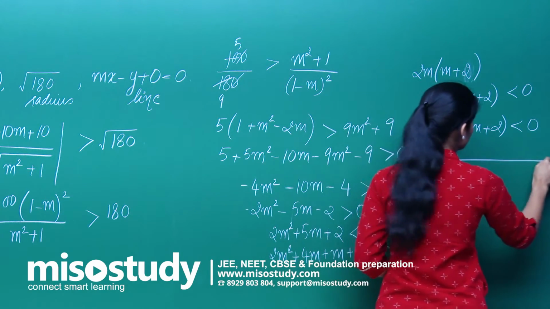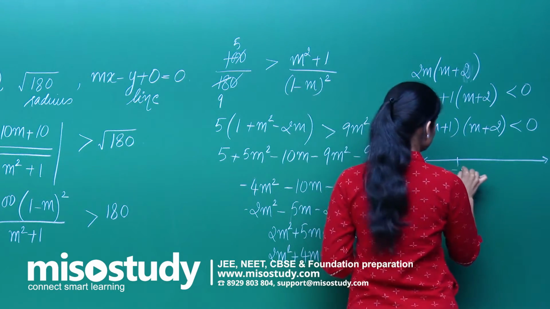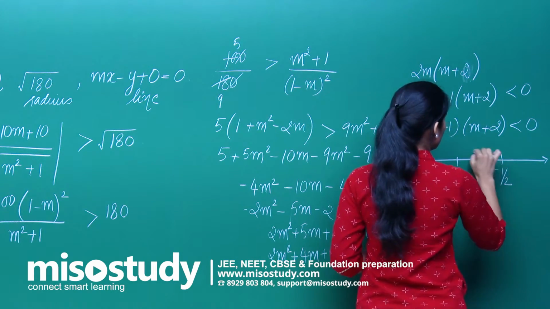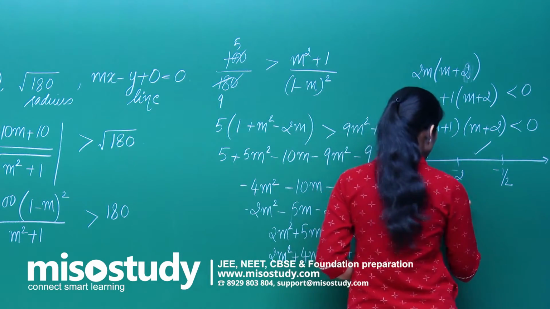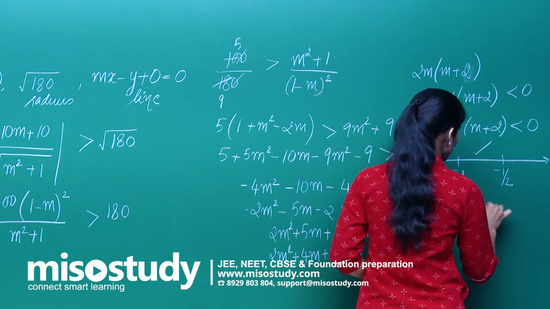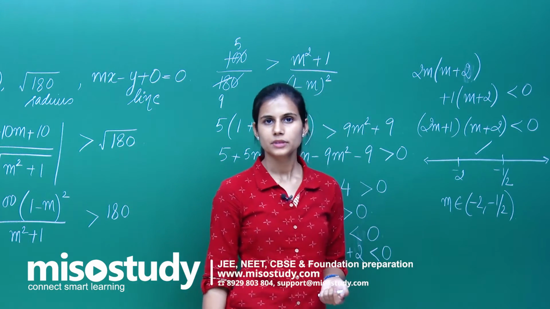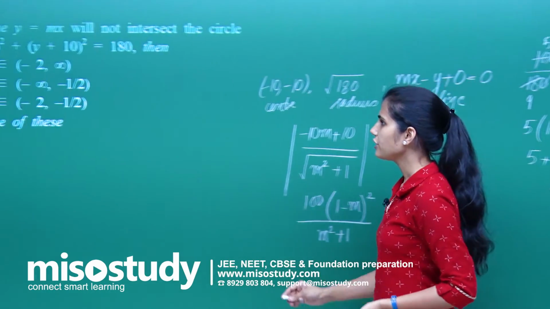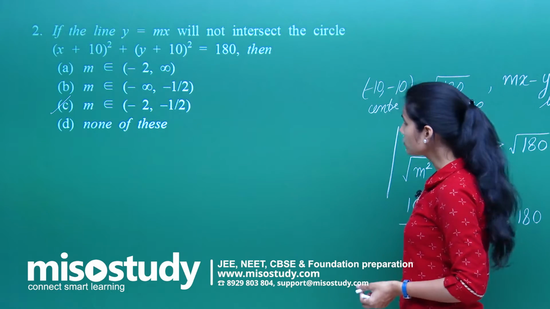On the number line when you plot, you basically get minus 2 and minus 1 by 2. And you obtain this is the region where m should belong to satisfy this condition. So m should come from minus 2 comma minus 1 by 2. Understood? That is the very range of m. Clear?